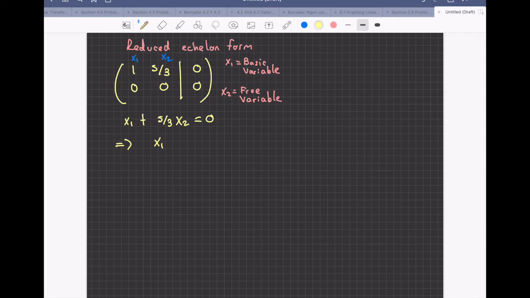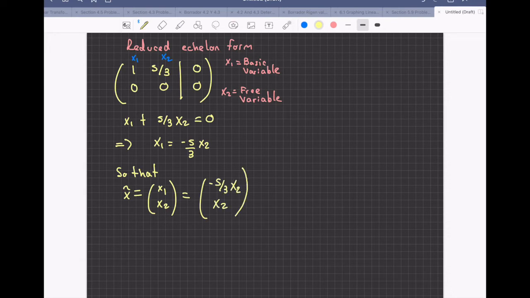And then I have to express x1 in terms of x2. It is going to be negative 5 over 3 x2, so that the eigenvectors in this case, in the form x equal to x1, x2, are going to be equal to negative 5 over 3 x2 and x2 below. So you factor out the x2, we have x equal to x2 times negative 5 over 3 and 1, you see? So again, we have what?